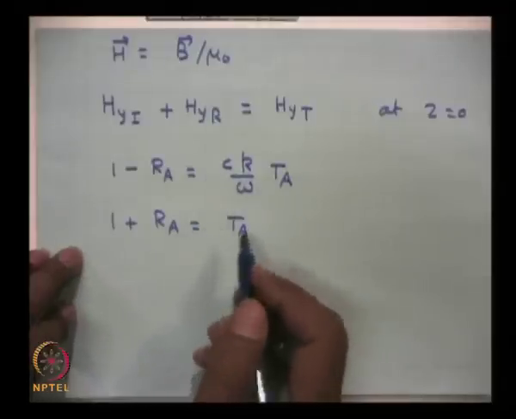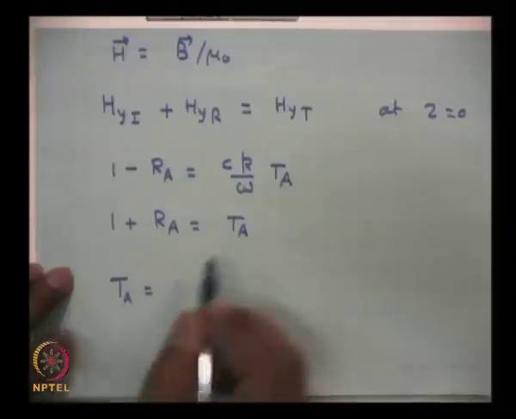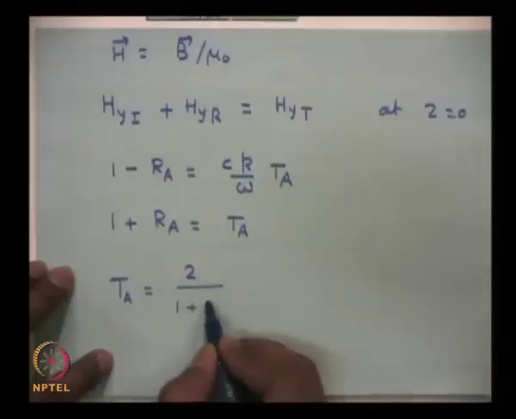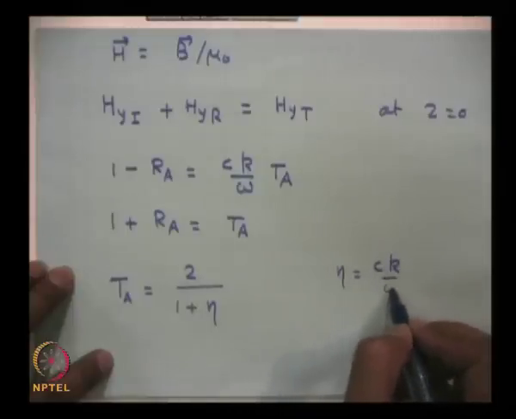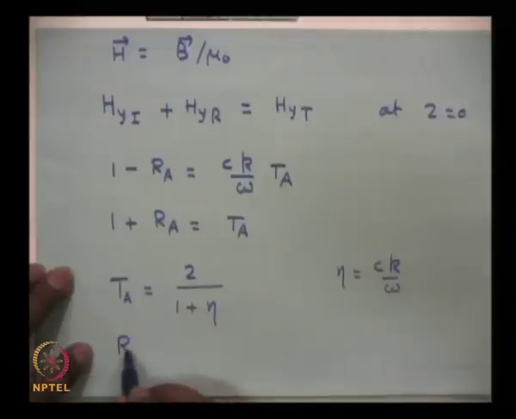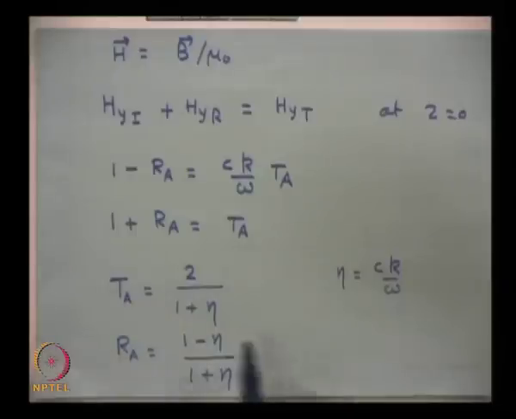These 2 equations can be added to obtain amplitude transmission coefficient, which is equal to 2 upon 1 plus eta, where eta is equal to Ck upon omega, or the refractive index. And similarly, amplitude reflection coefficient is 1 minus eta upon 1 plus eta. So you get amplitude reflection coefficient to be positive because eta is less than 1.